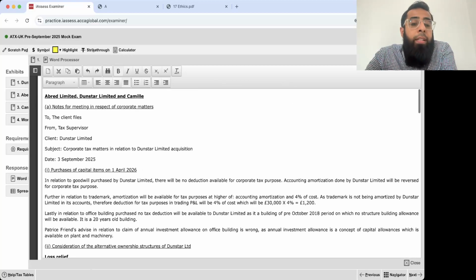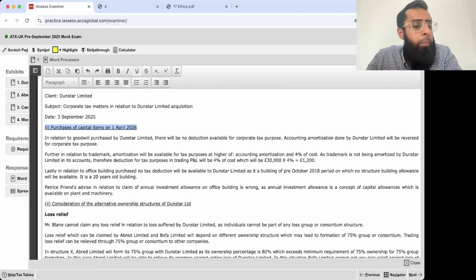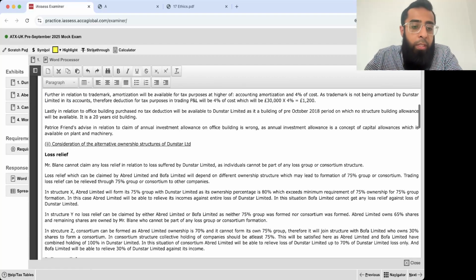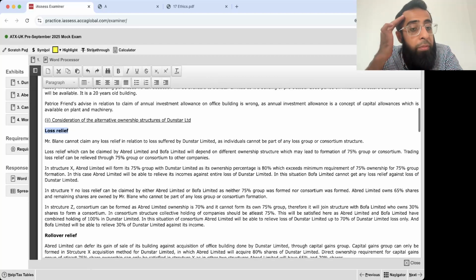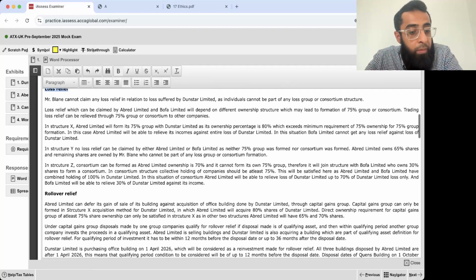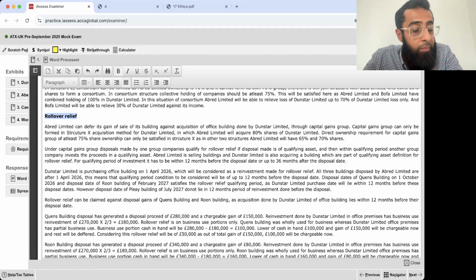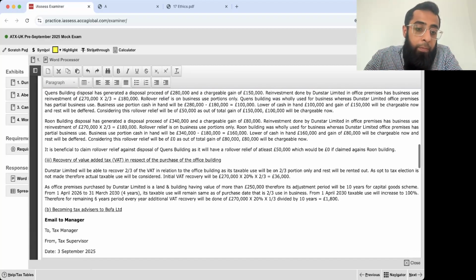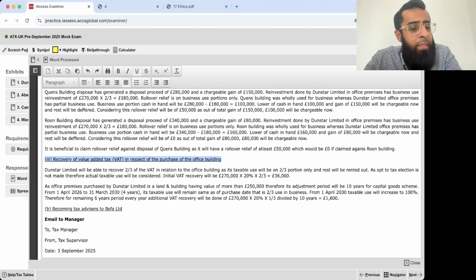So if you look at this entire question, I would say there were some areas which were difficult, but overall it was a doable paper. Like purchase of capital items, goodwill, structure building allowance, intangible asset relief, it was an easier one. Then for loss relief, having knowledge of all groups and consortium, it was also doable. Then rollover relief of capital gains group, it was also easier, but these dates were critical where a student may have made a mistake. Recovery of VAT, that was very easy.